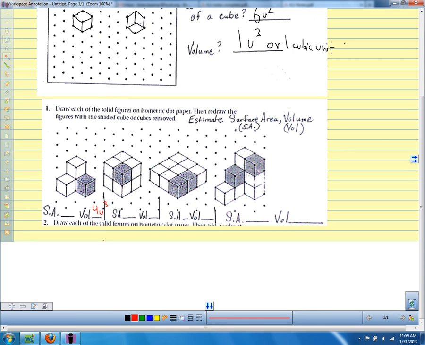How about the volume of this one? We have a layer of 4 on the top, and a layer of 4 underneath that one. So our volume is going to be 8 units cubed. How about this one? 9, we have 3, 3, 3. So we have 9 units cubed. This one is a little trickier, but not much. We have 1, 2, 3 here, 4, 5, 6, 7. One behind here is 8, and one behind here is 9. So we have 9 units cubed.